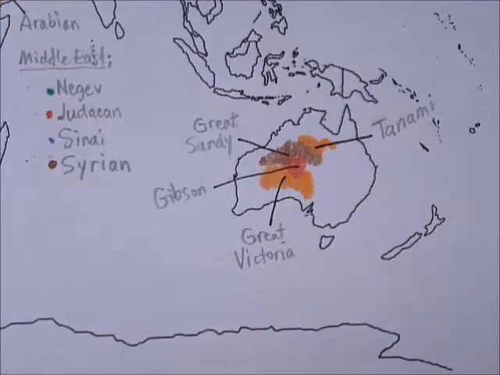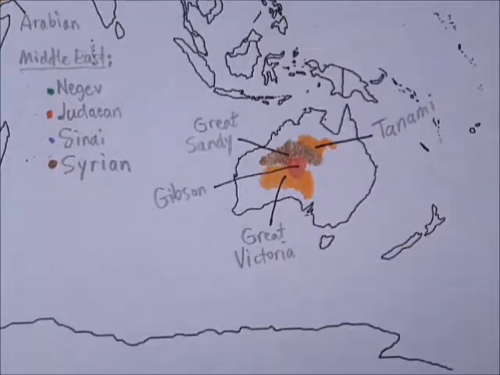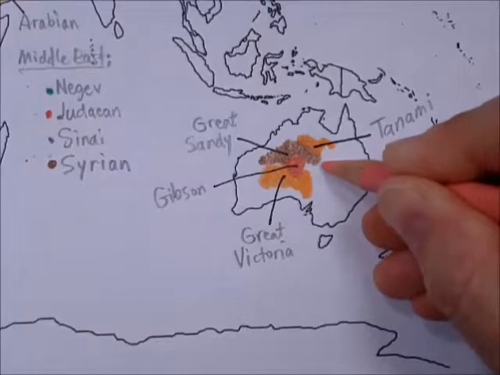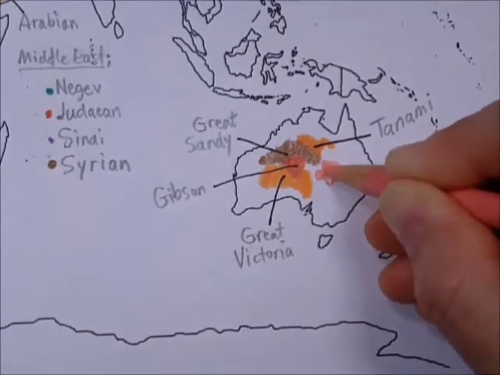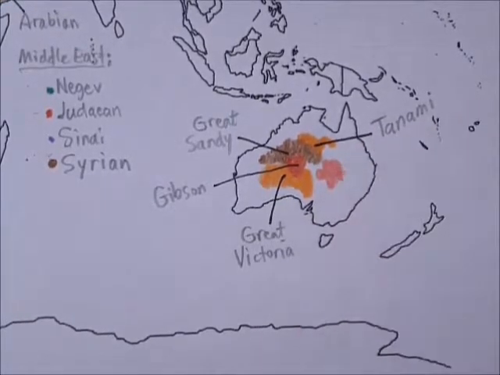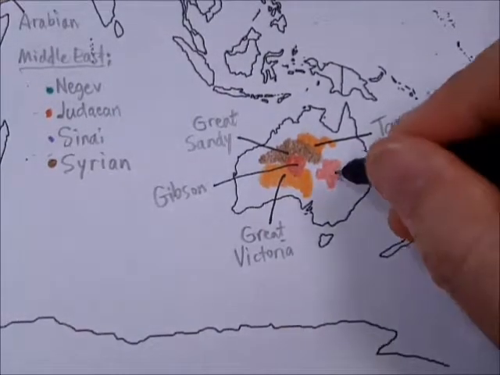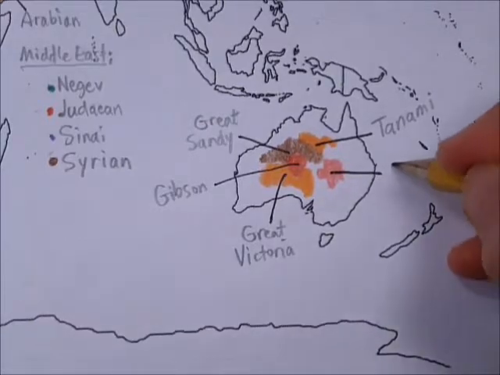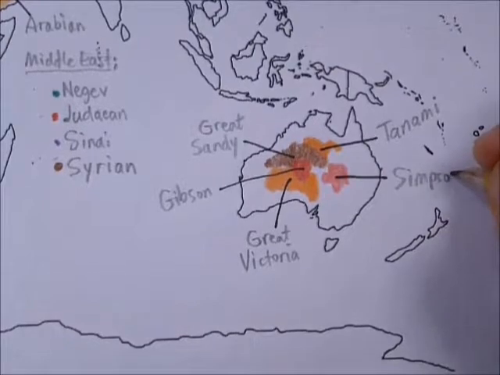Last one here. Let's see. You can use any color. I guess green kind of gives the wrong impression. It looks like there's something growing there. Yeah, I'll use pink. And this one has some wiggly edges. I'll go ahead and make the edges wiggly. If you want to know exactly where they wiggle, you can consult a better map. And so this is the Simpson. Simpson.